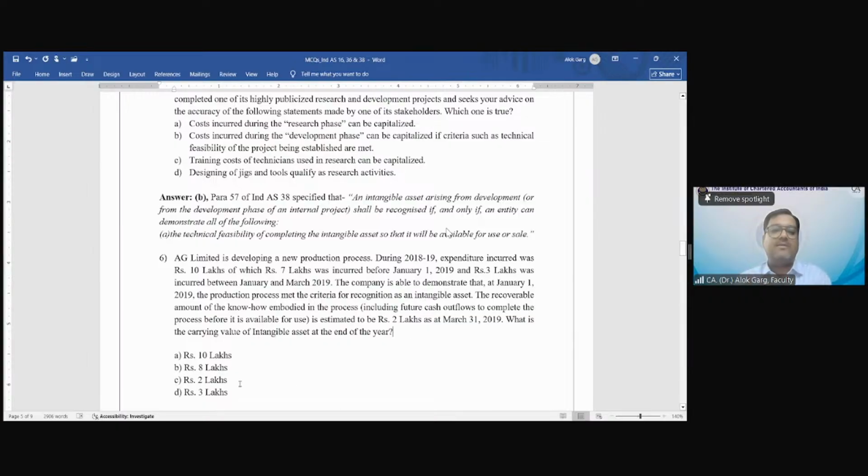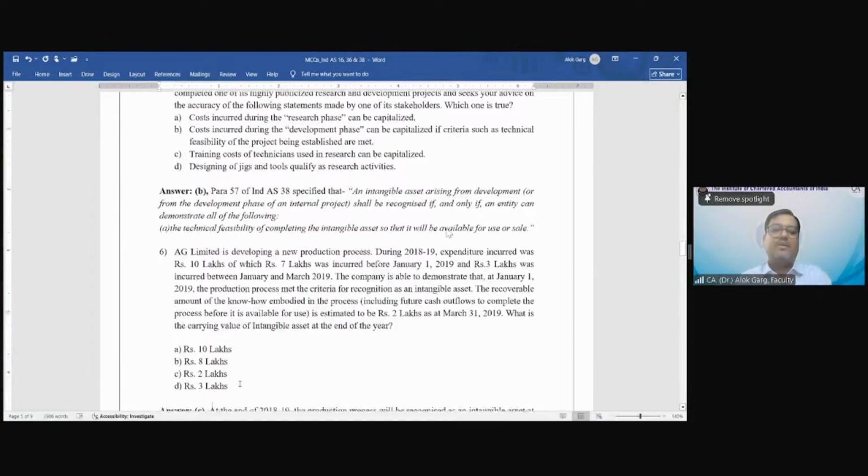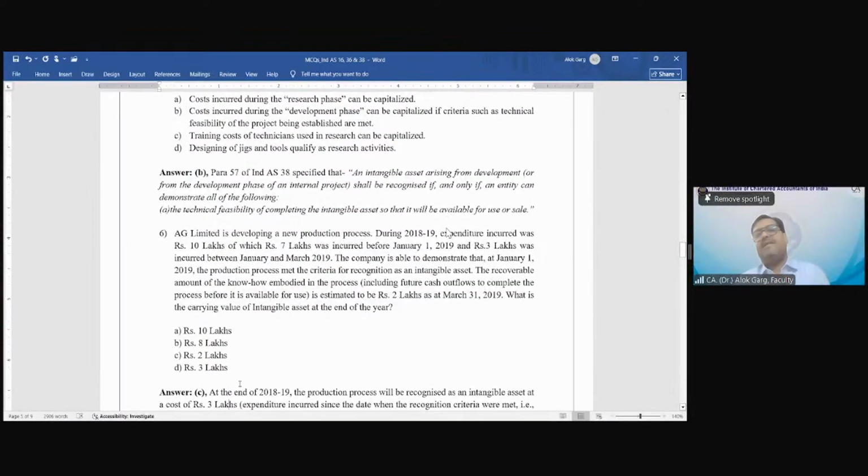What is the right answer? The right answer is C. 2 lakh is the right answer. Okay, C is the right answer.